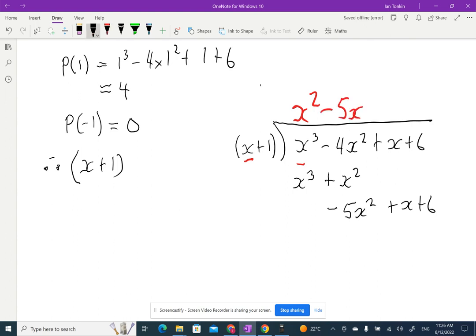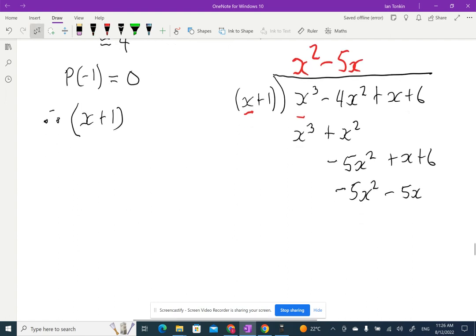And then I do the multiplication. That gives me minus 5x squared minus 5x. Got to be very careful of the signs here. And then I do my subtraction. Minus 5x squared cancels. X minus minus 5x gives me 6x. And I get a 6.